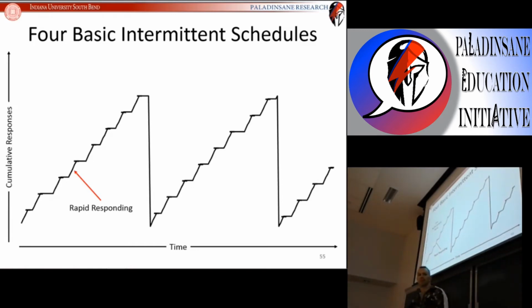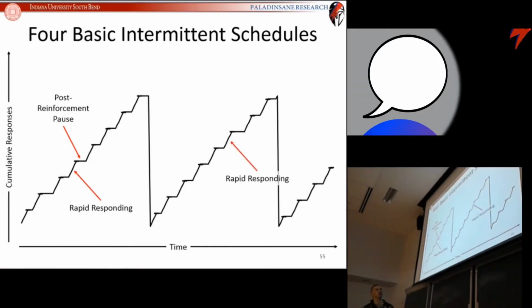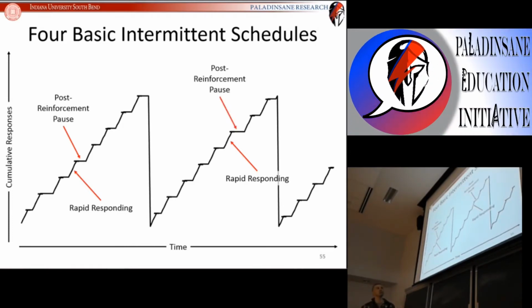The other key element is this post-reinforcement pause. So you'll notice that after every single reinforcement, there's no responses. The person takes a break. That is a post-reinforcement pause until they decide to start up again, at which point they go very rapidly, and then once they get reinforced, once again, post-reinforcement pause. So you have rapid responding, and rapid responding is followed by a post-reinforcement pause. And notice that this rapid responding is uninterrupted. So there is no break, there's no step here before you get reinforced.